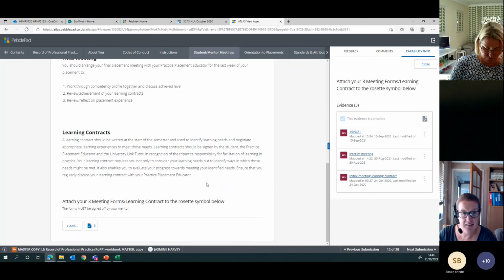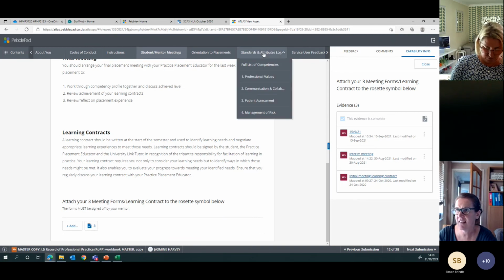So they've got their initial meeting, their interim meeting, and their final meeting. And then those templates in there discuss how they're getting on in practice, what the SWOT analysis is, how that student's going to perform and work towards. So that's an example there of the learning contracts and how they're added. Some examples of witness statements of this. So as I said, these standards and attributes here are what they're evidencing against competency-wise for their ROP workbook.